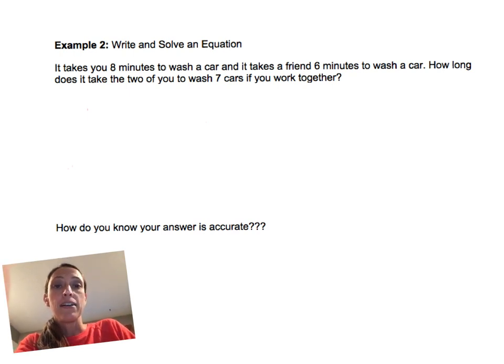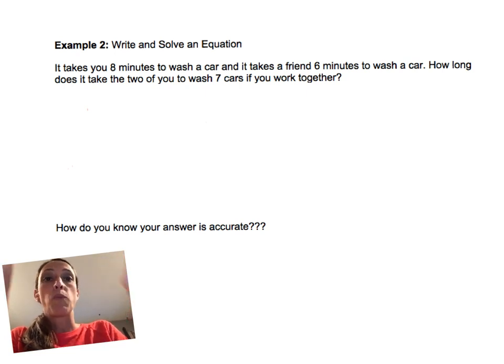This example here says it takes you 8 minutes to wash a car, and it takes a friend 6 minutes to wash a car. How long does it take the two of you to wash 7 cars if you work together? So step 1, we always read it and read it again. Step 2, we're going to make a list of the things that we know and a list of the things that we don't. And what's interesting in this problem is the information that they're giving us to pull from is actually a rate. The rate at which you wash a car.